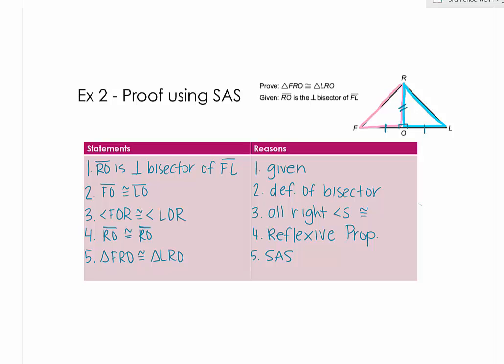So as you can see here, we were told that RO is the perpendicular bisector, which we know then cuts FL into 2 congruent pieces. We also know that we're forming right angles here, so both of these angles have to be congruent because all right angles are congruent. And then RO is shared between both the pink and blue triangle, so both of these lines are included, they're the same line. And then we can say that triangle FRO, the pink one, is congruent to LRO because of side angle side.